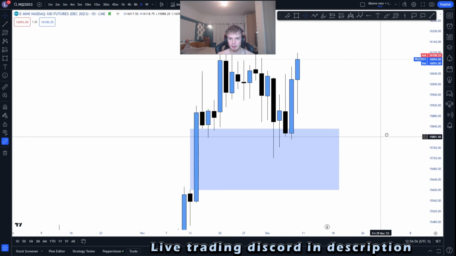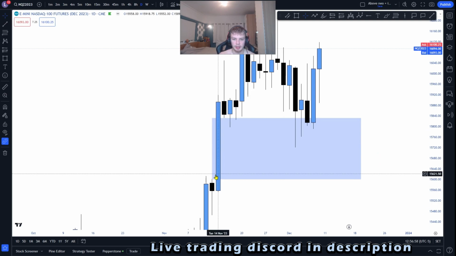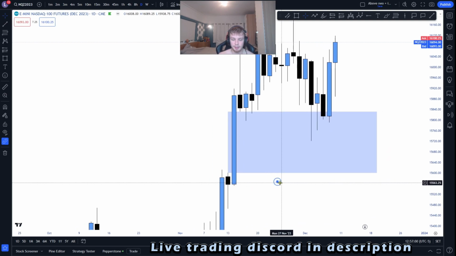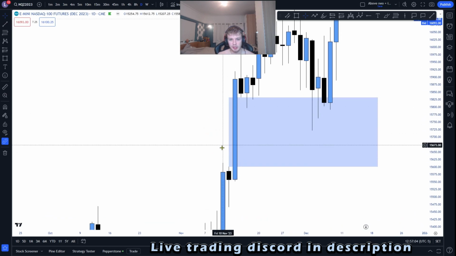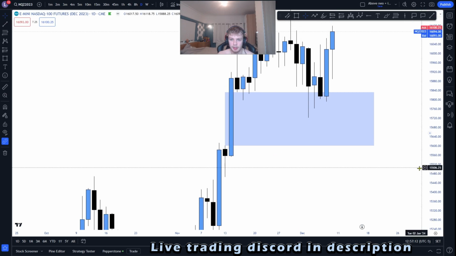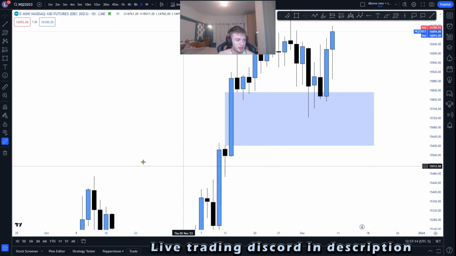Now a lot of you are probably asking, does it have to be wicks? Does it have to be bodies? Now fair value gaps can form with wicks or bodies, just as long as there is an imbalance, as long as there is a gap where price action is not, then it is a fair value gap. So that is one example right there.